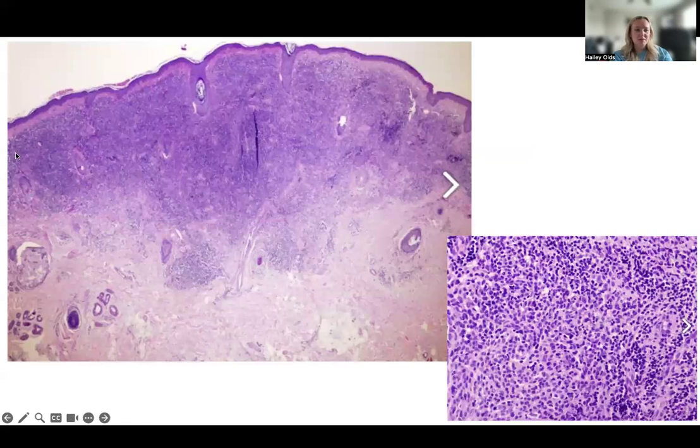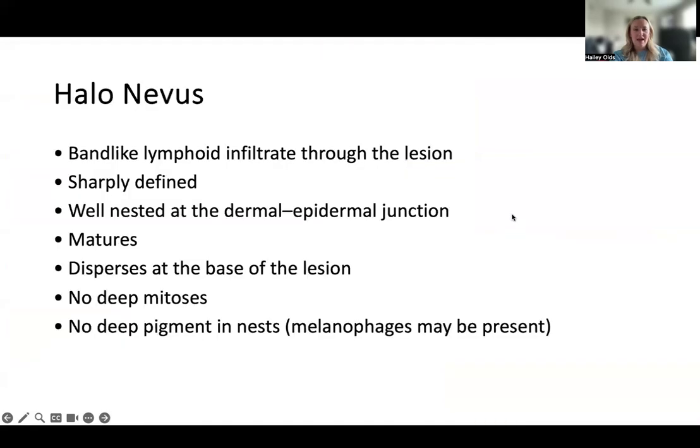Okay, so this one, you can tell a little bit better when you're on this close-up one. So you have your melanocytes, but then you also have a lot of lymphocytes mixed in here. But it's a well-defined lesion overall. So this is a halo nevus. So you get this band-like lymphoid infiltrate throughout the whole thing, but it's still well nested. It's still maturing with depth. It's still a well-defined lesion overall.